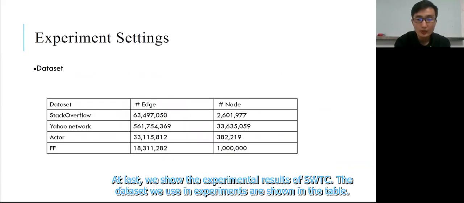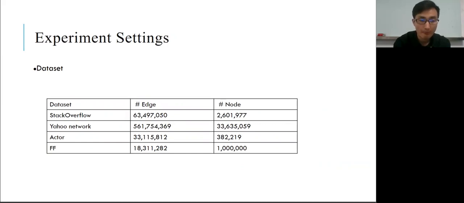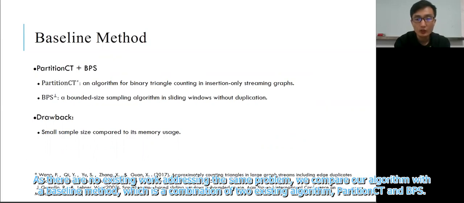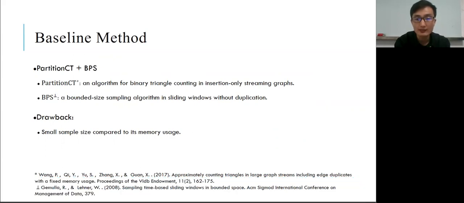At last, we show the experimental results of SWTC. The dataset we use in experiments are shown in the table. As there are no existing work addressing the same problem, we compare our algorithm with a baseline method, which is a combination of two existing algorithms, partition CT and BPS.